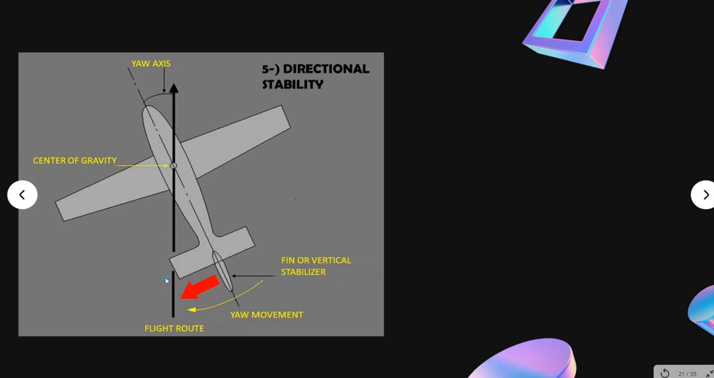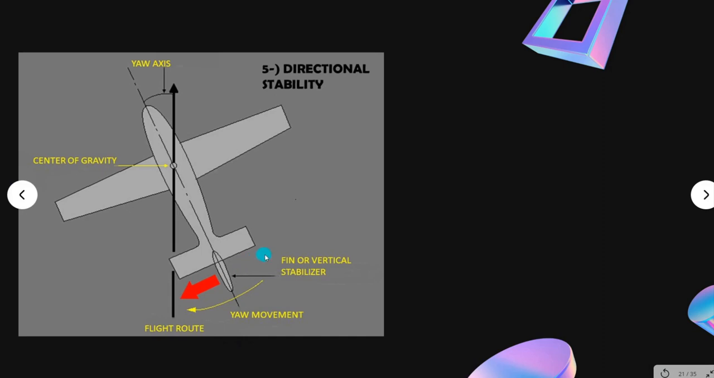As I had already explained in the case of flaps, as the angle of attack increases, the lift force increases. So here also it is very similar. As this angle of attack increases, the moment provided by this vertical stabilizer increases, and it tends to return the aircraft to its original flight path. So this is how a vertical stabilizer stabilizes the aircraft.